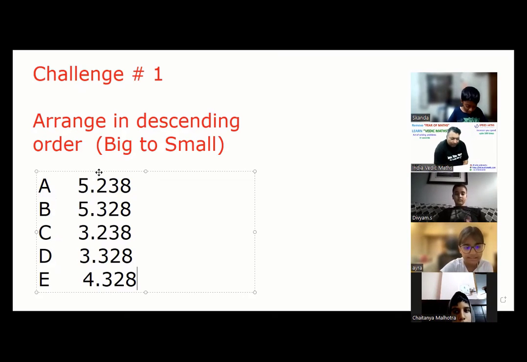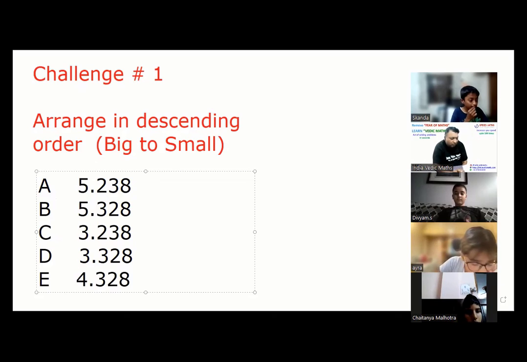In the example the decimal point is in the same line, right? Yes. You always have to keep the decimal point in the same line. Then only you can compare. Arrange in descending order, big to small. Tell me your answers, guys. And write the full answer together. Don't write A, B, C. Write like B, C, D, E, A or A, C, D, E, like that. Okay.